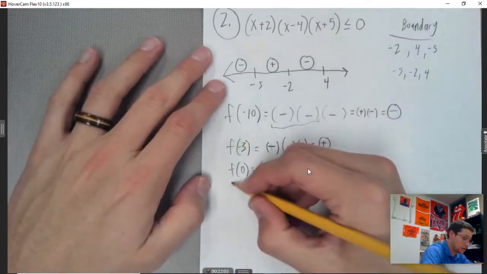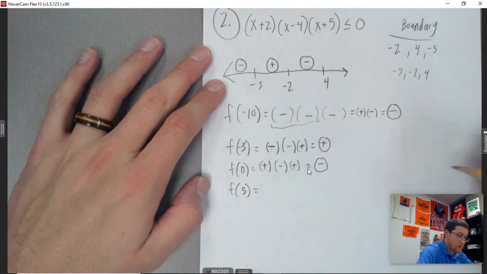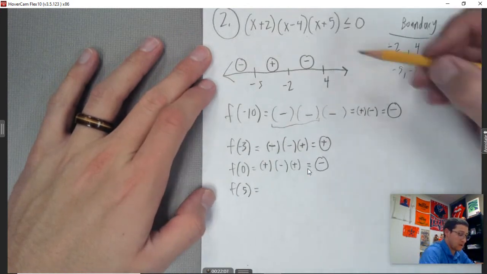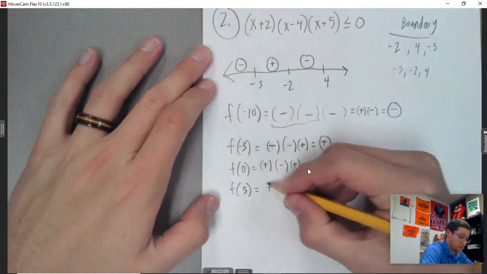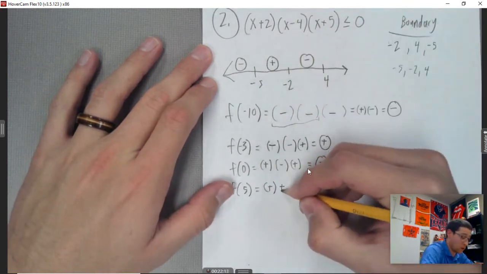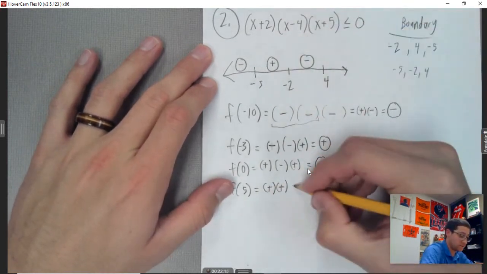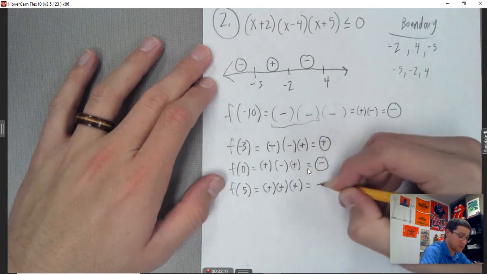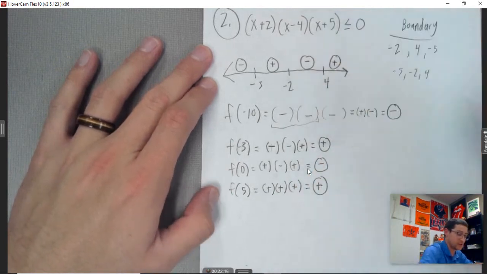Last one, f of 5. Okay, f of 5. So we've got positive up top. Okay, on the second one, 5 minus 4, that is also a positive, and then 5 plus 5, positive. That's going to be all positive.